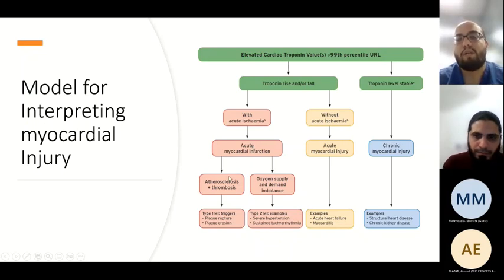Now we move on to ask ourselves whether this is atherosclerotic or thrombosis driven, or whether this is due to an imbalance between the oxygen supply and demand. As a result, this will be considered a type 2 MI. Does that make sense?